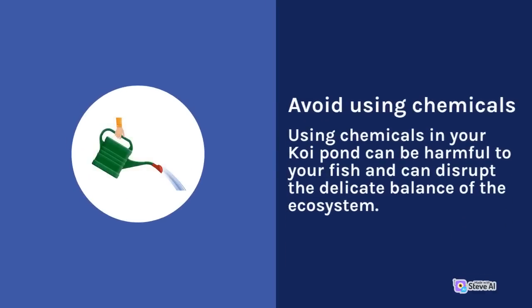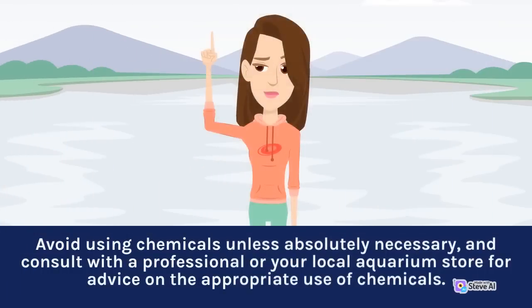Avoid using chemicals. Using chemicals in your koi pond can be harmful to your fish and can disrupt the delicate balance of the ecosystem. Avoid using chemicals unless absolutely necessary, and consult with a professional or your local aquarium store for advice on the appropriate use of chemicals.